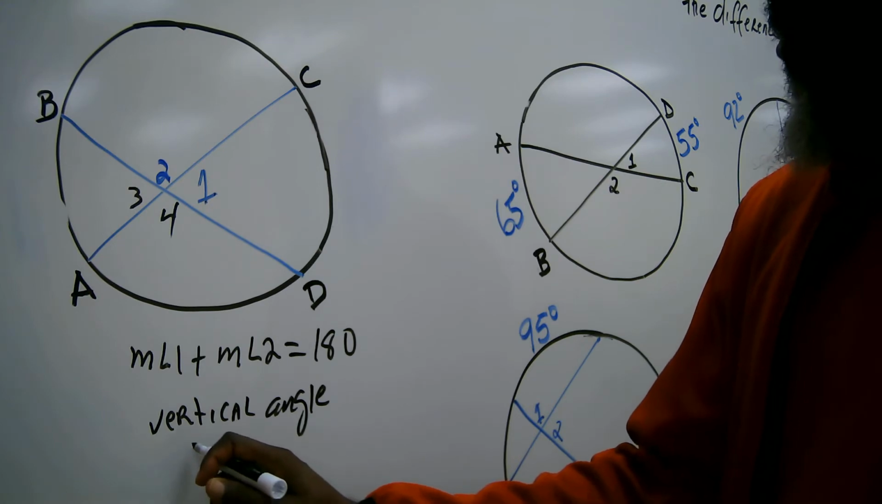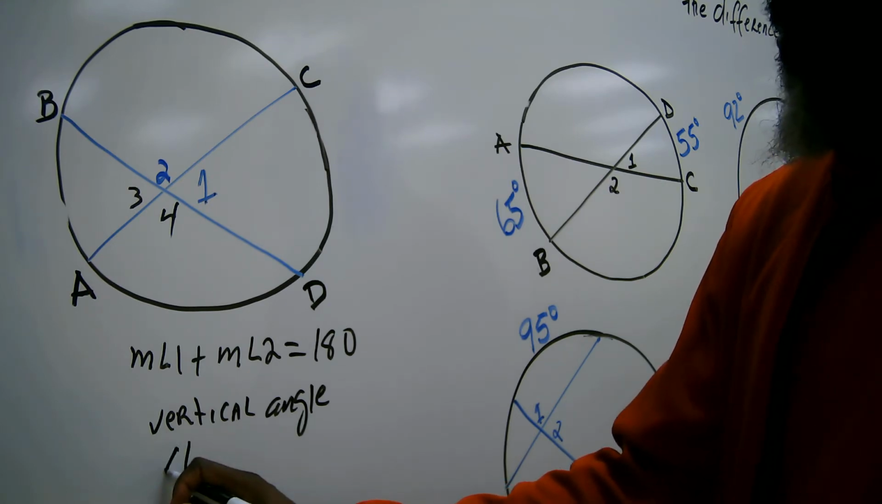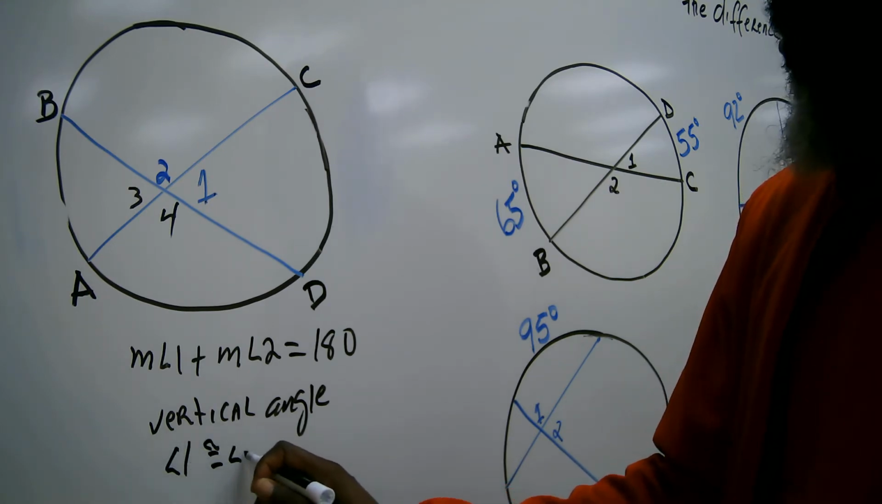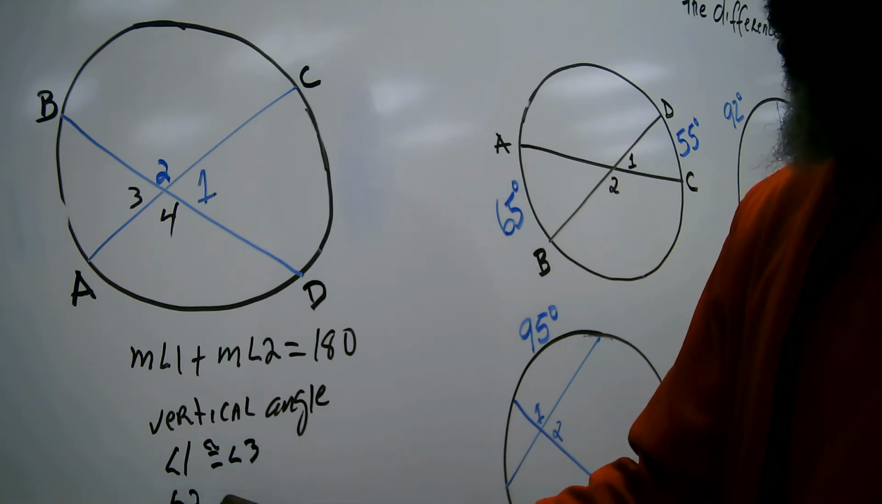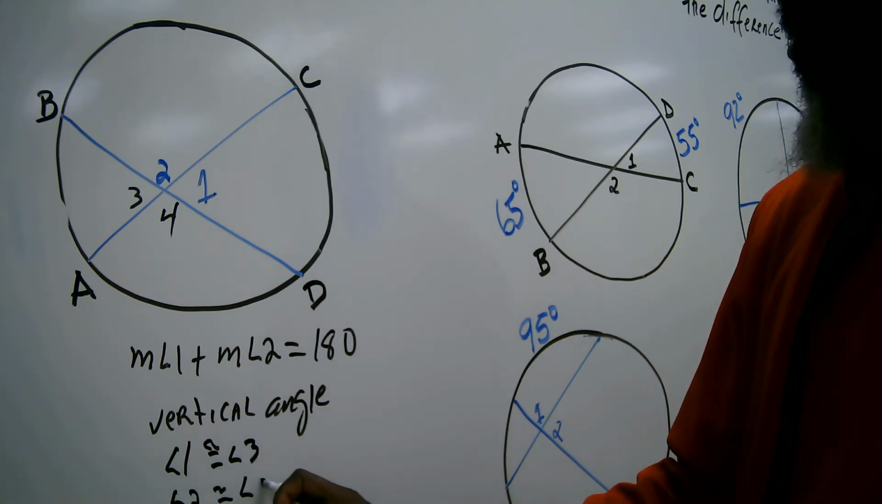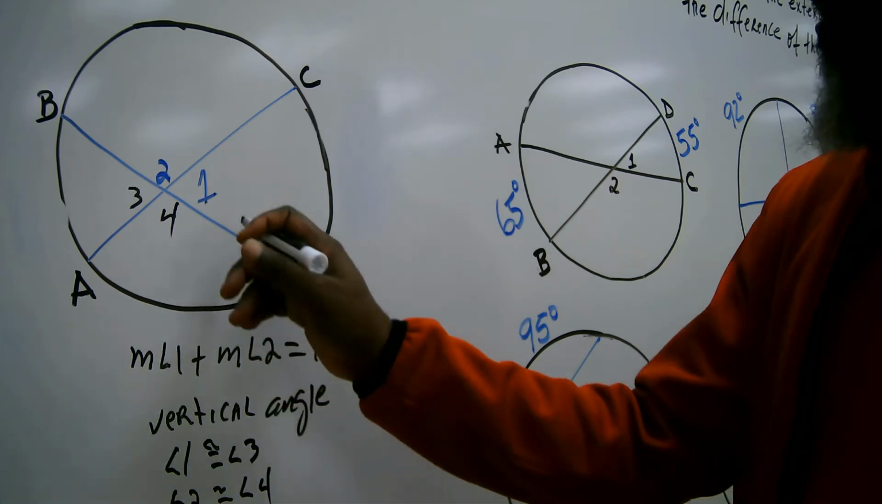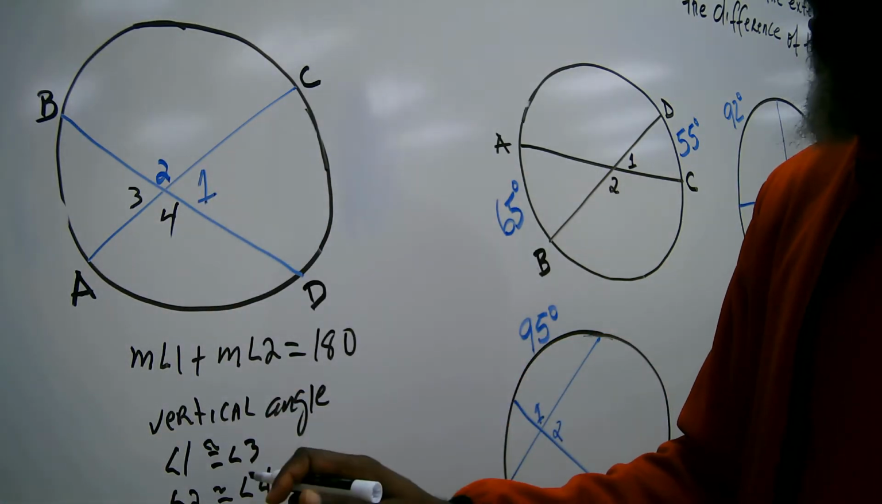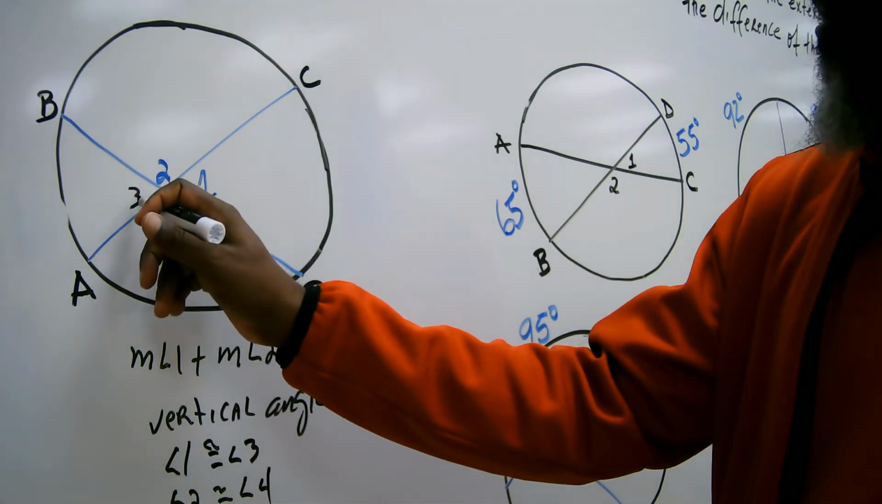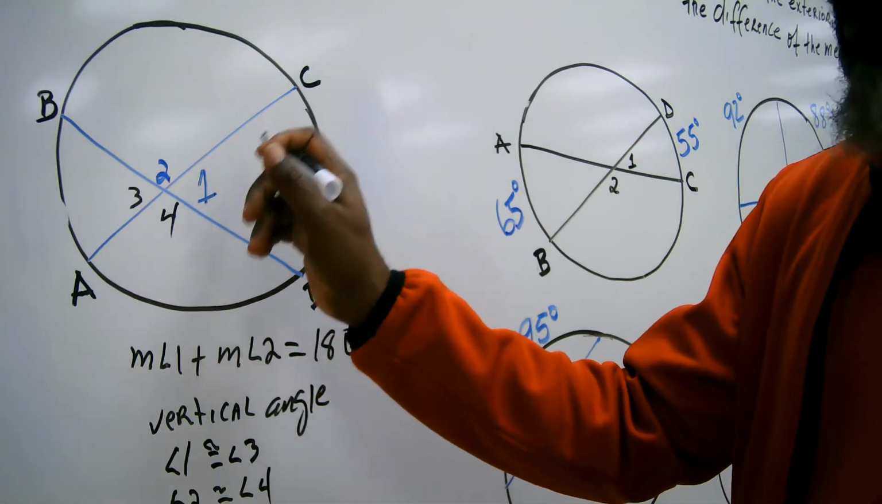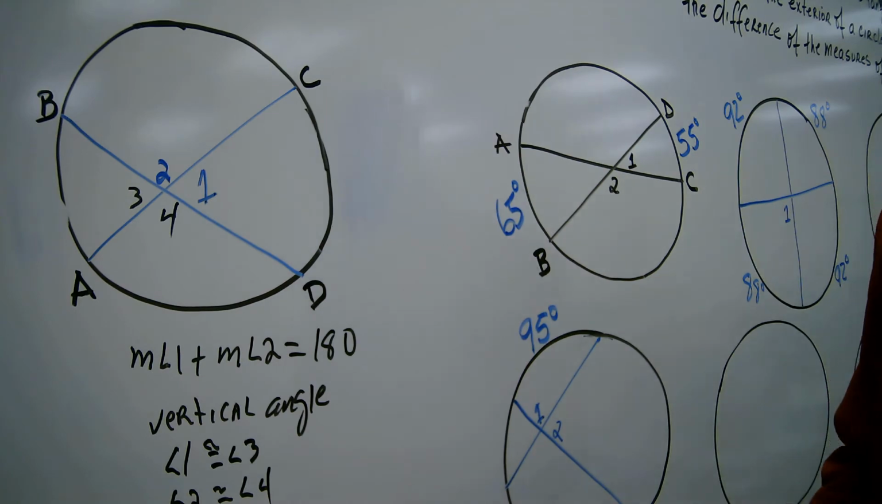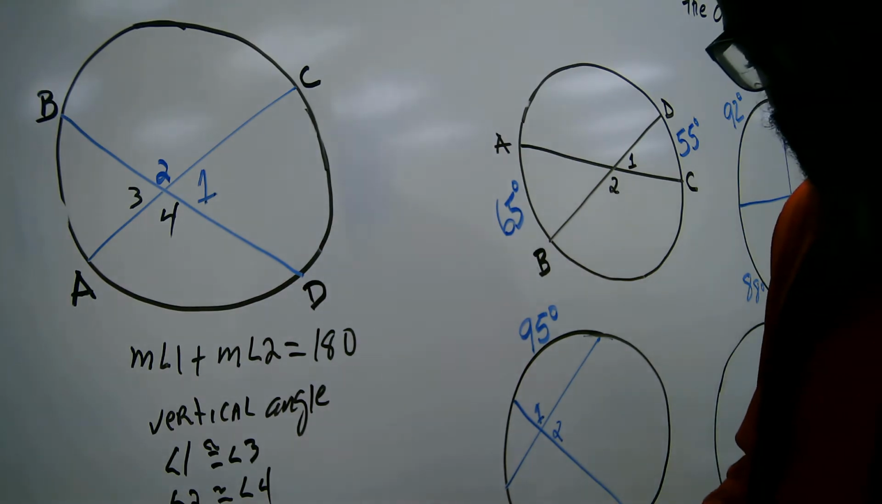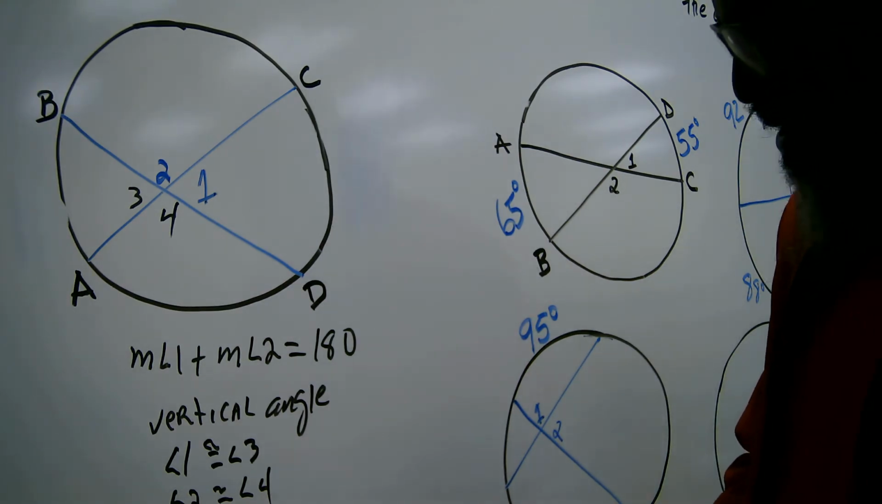So angle 1 is congruent to angle 3 by vertical angles. Angle 2 is congruent to angle 4 by vertical angles. However, angle 2 plus angle 1 are supplementary, 2 plus 3 are supplementary, 4 plus 3 are supplementary, 4 plus 1. We have done that before, but we're not focused on that. We focus on the intercepted arc.